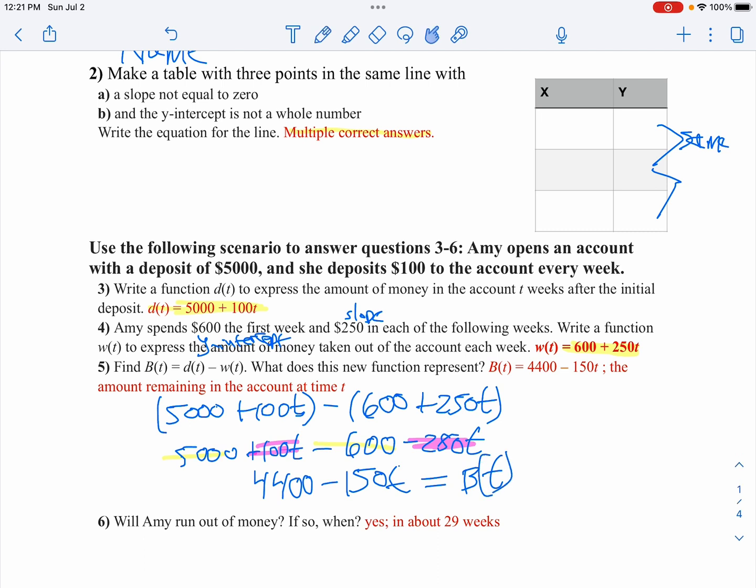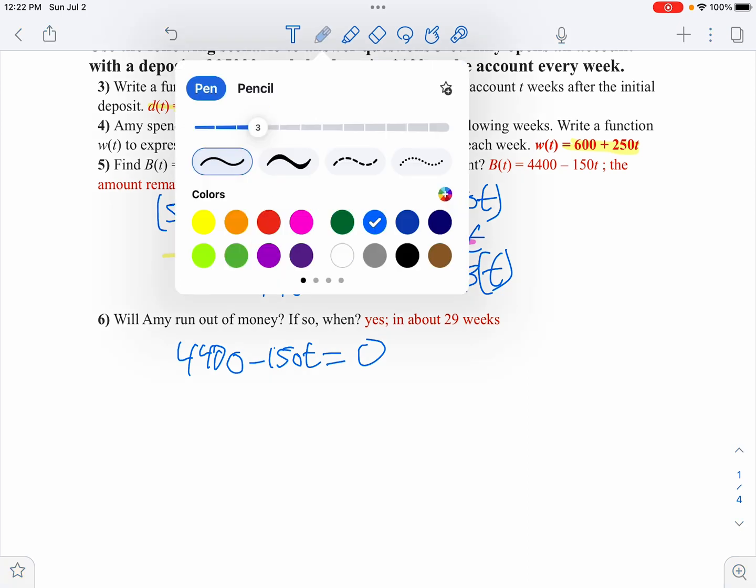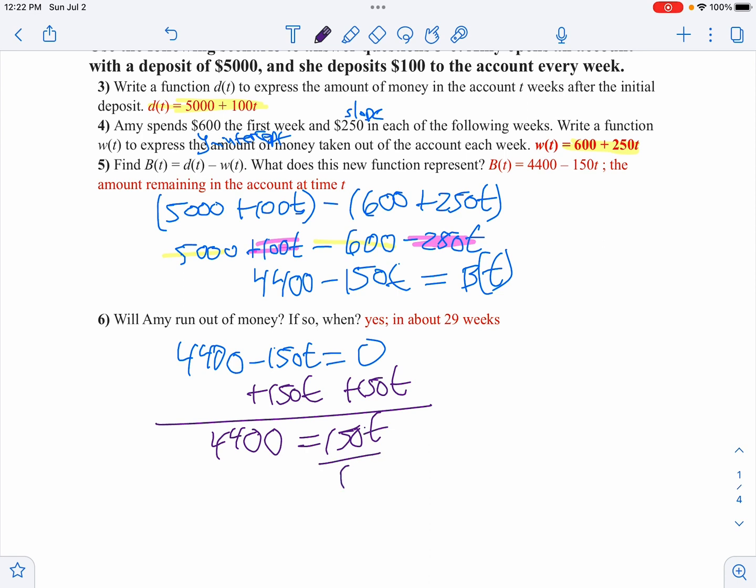Now, on number 6, we want to know when is B of t 0. So in other words, 4,400 minus 150t is going to equal 0. Well, let's solve for t. So I think what I'll do is I will keep my t's positive. I'm going to add 150t to both sides. So you get 4,400 equals 150t. I'll divide both sides by 150.